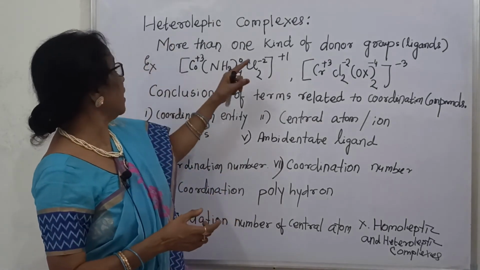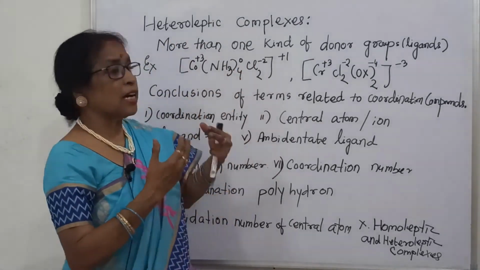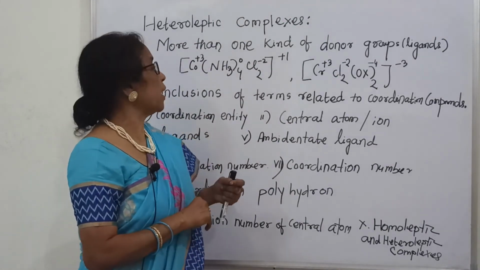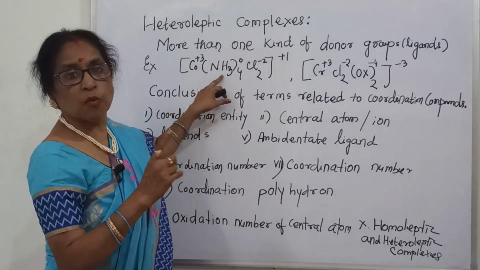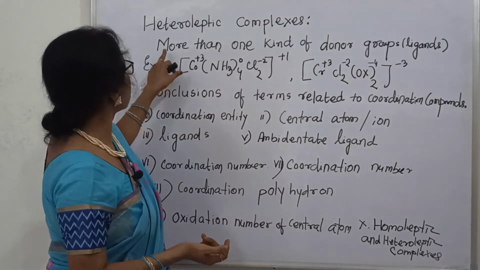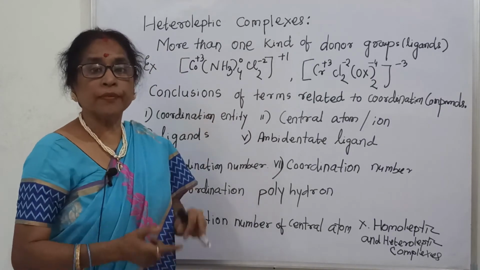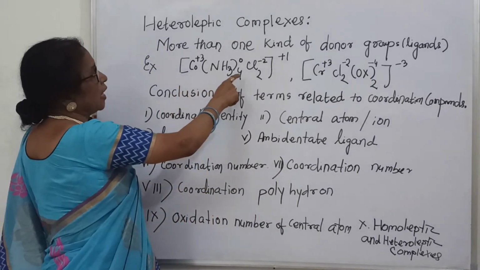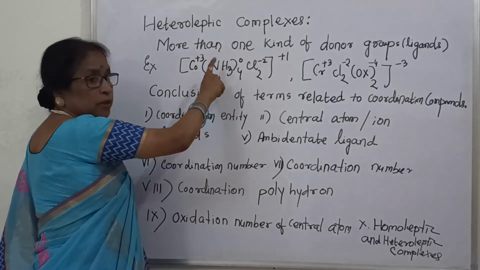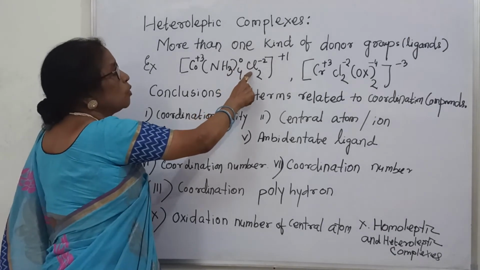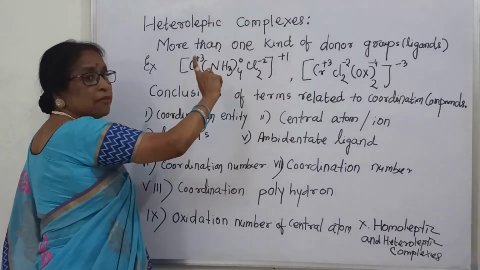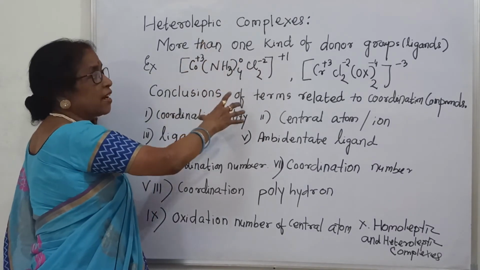But what is heteroleptic? If different kinds, more than one kind of donor groups, that is ligands, are present, that is called a heteroleptic complex. Now see here, one is ammonia, one type of ligand, and chloride is another type of ligand. That is why it is called a heteroleptic complex. Now I can explain here: the oxidation number is +3, NH3 four, that is one ligand but its value is 0, chloride 2 gives -2, so -2 + 3, that is why the complex has the charge +1, that is called a cationic complex.